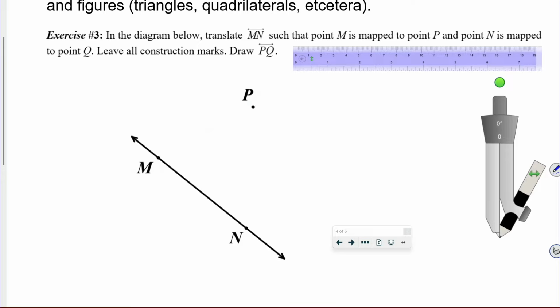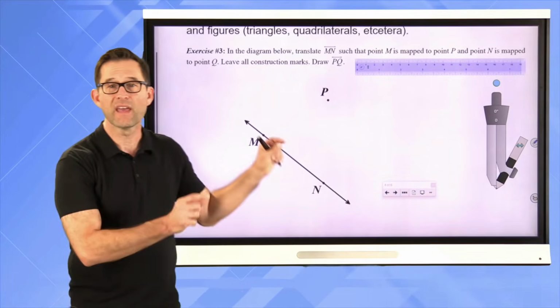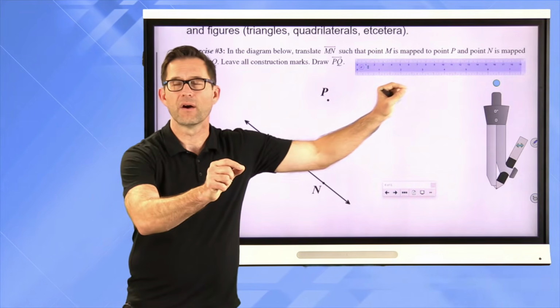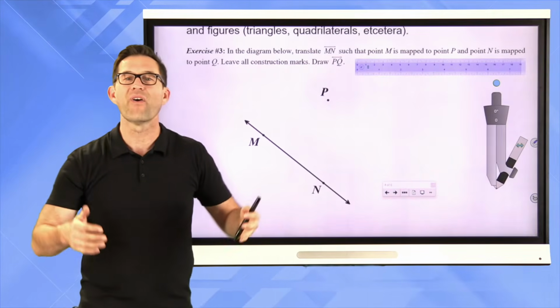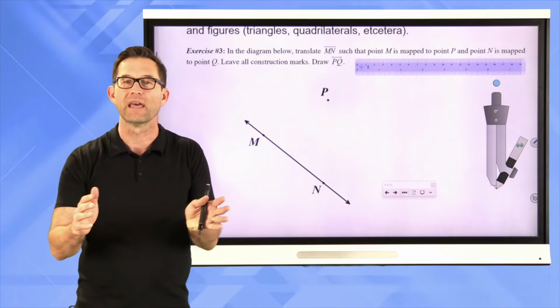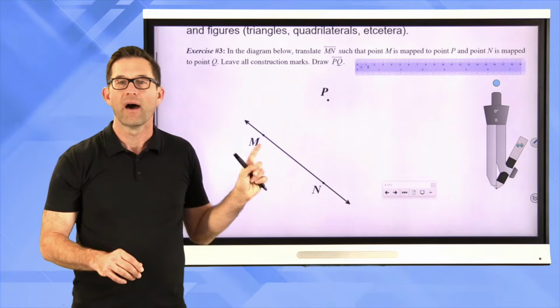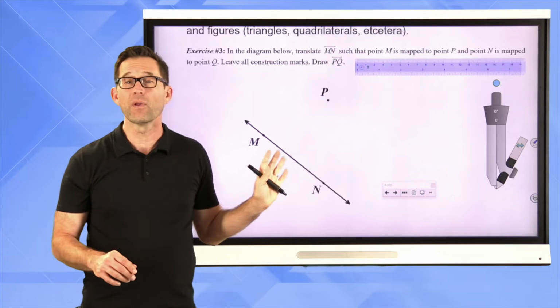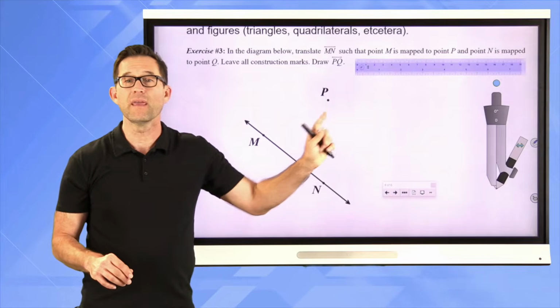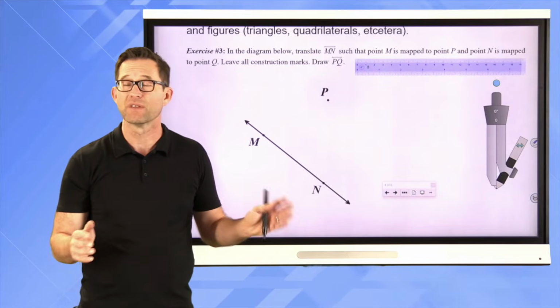In the diagram below, translate line MN such that point M is mapped to point P and point N is mapped to point Q. Leave all construction marks. Draw line PQ. Okay, this is cool. So in other words, I want to take this line and I want to translate it. Okay, but I have to in some way define the vector that you're supposed to translate along. So I'm just saying, look, I need you to translate M, the whole line, so that M gets mapped to P and all other points get mapped using the same vector.